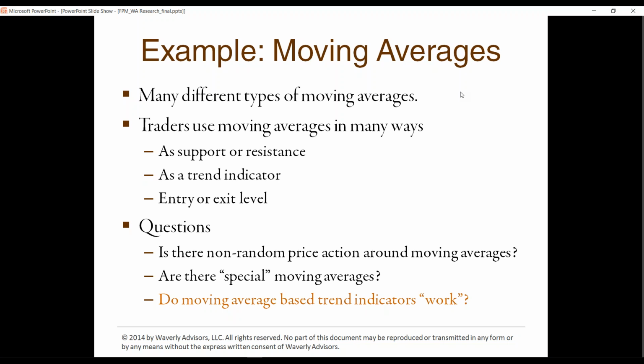If I look at what happens every time price touches a moving average, and then I look at 5 days, 10 days, a month, 6 months, I don't know what the right time frame is, so I'm going to look at every time frame after. And I collect all of those events where price, across a large number of markets, touched a moving average. And then I have two categories of market action.